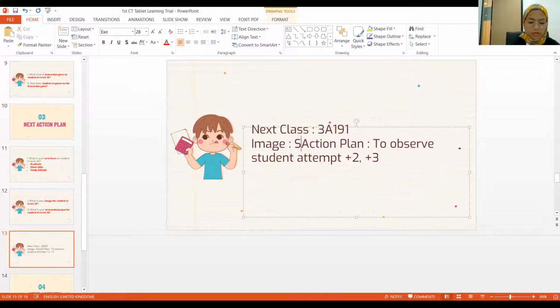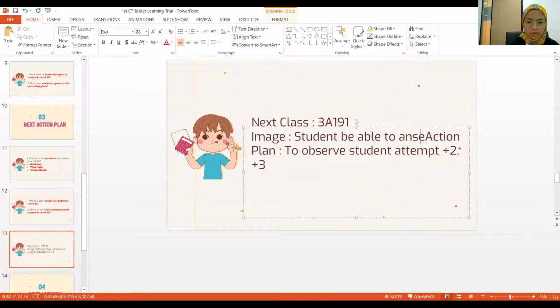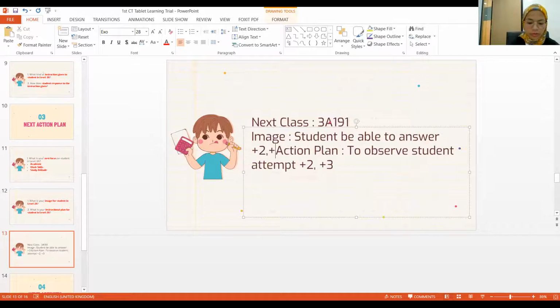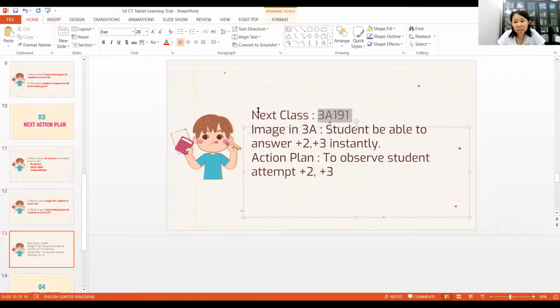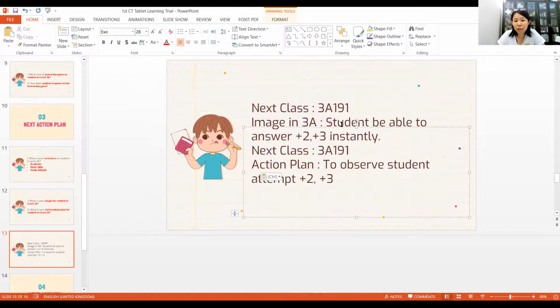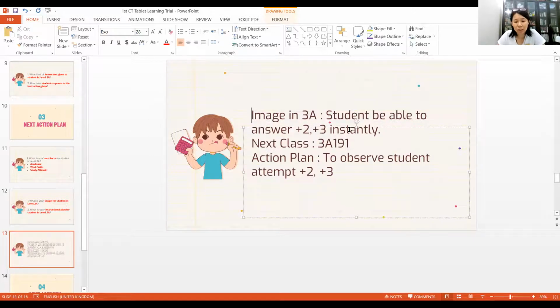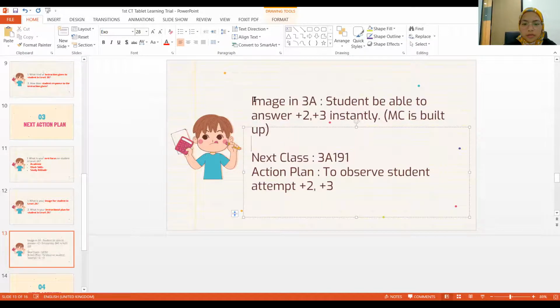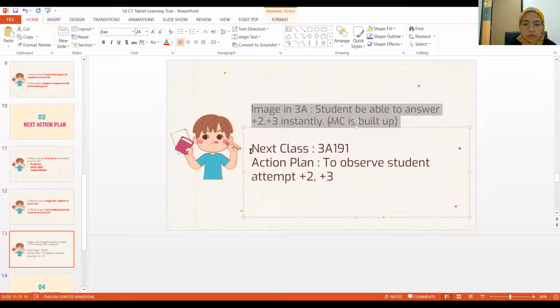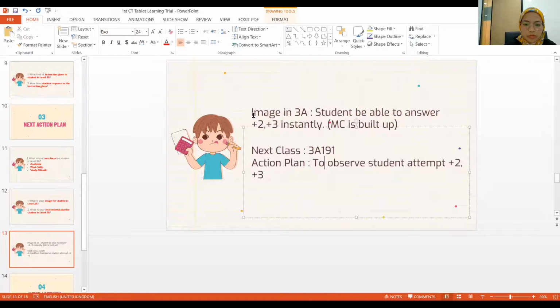Your image is the student is able to answer +2 and +3 instantly. So the mental calculation is built up for +2 and +3. This is your image. So your action plan would be this one.